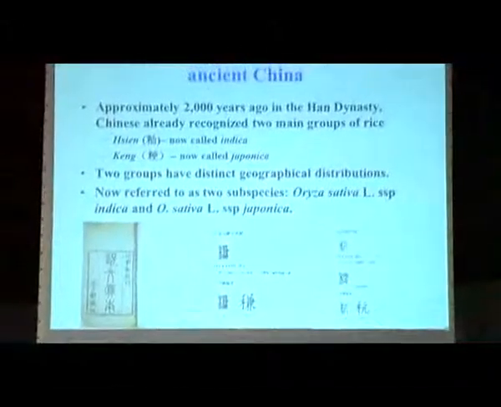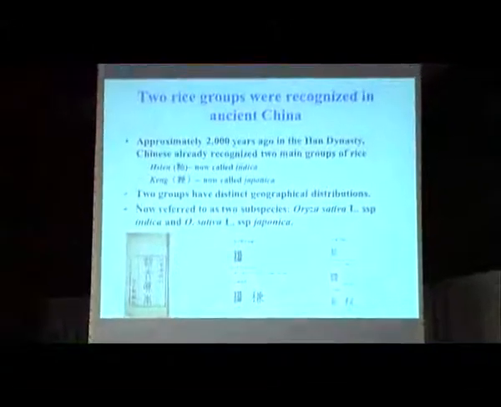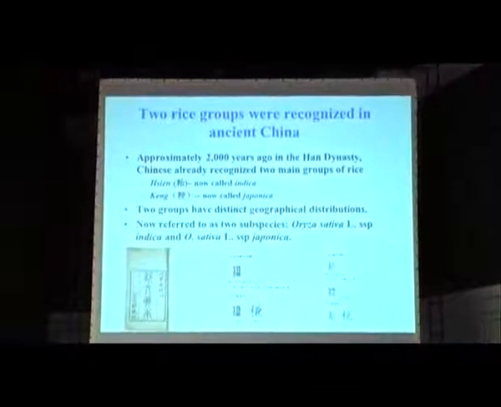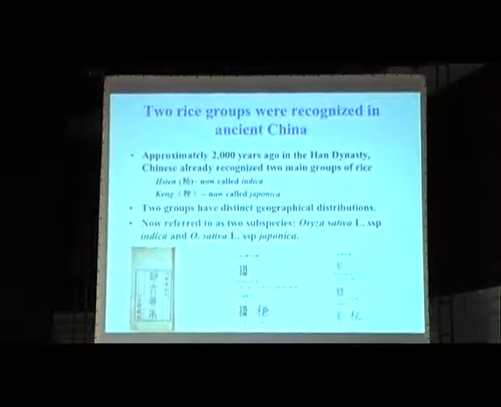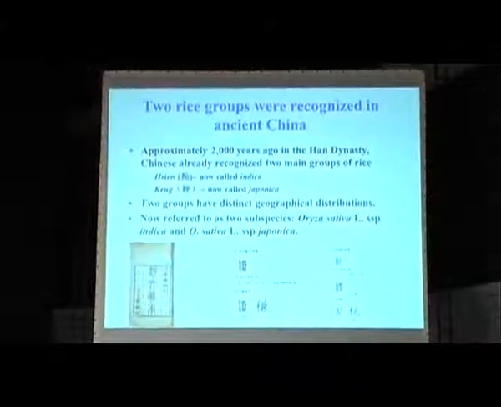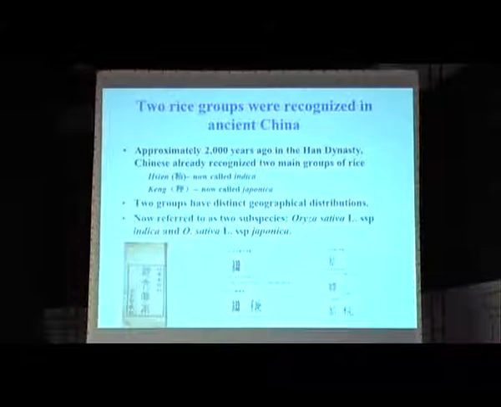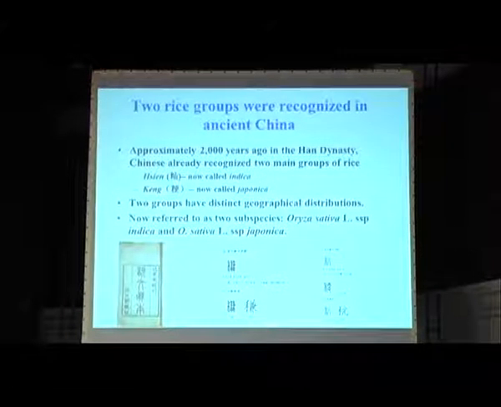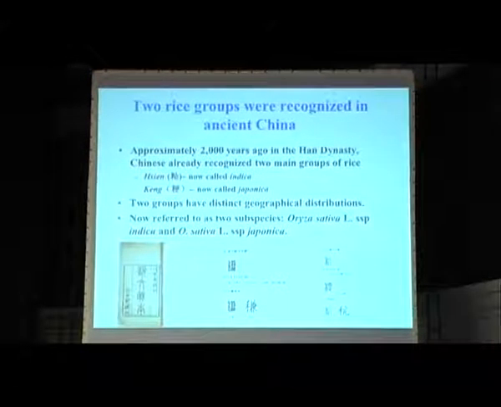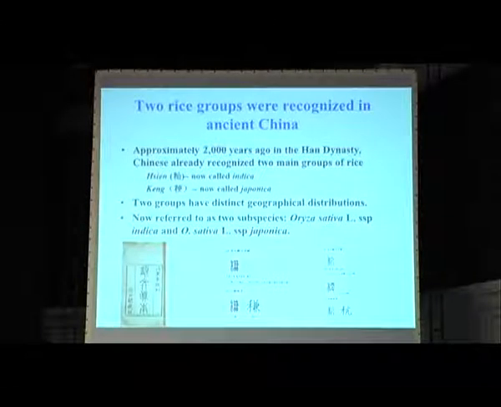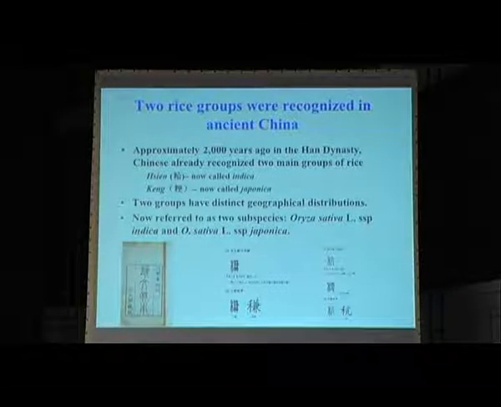Yet, everybody here knows there are two major rice groups. They have been recognized in China for a very long time. Two rice groups were recognized more than 2,000 years ago in the Han Dynasty. One is Xian, the other is Keng. The Xian group is now called Indica. The Keng group is now called Japonica.